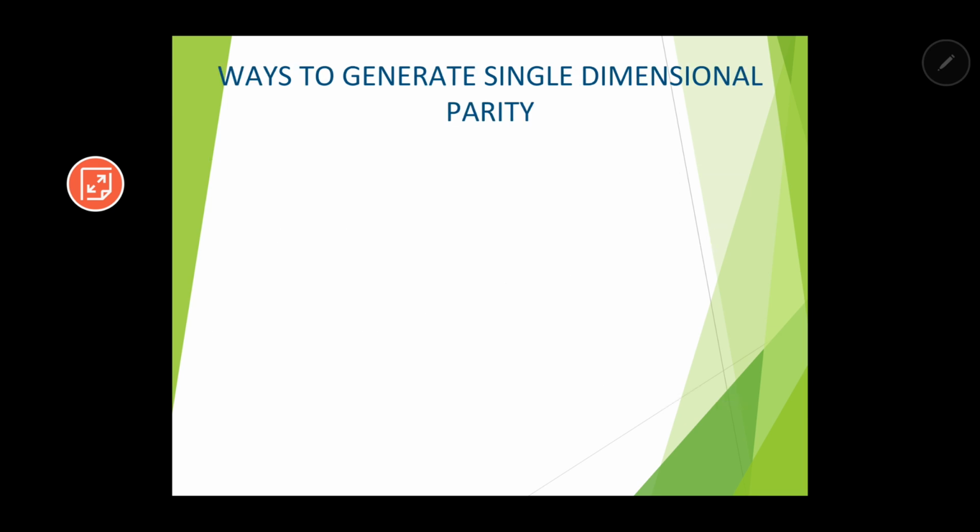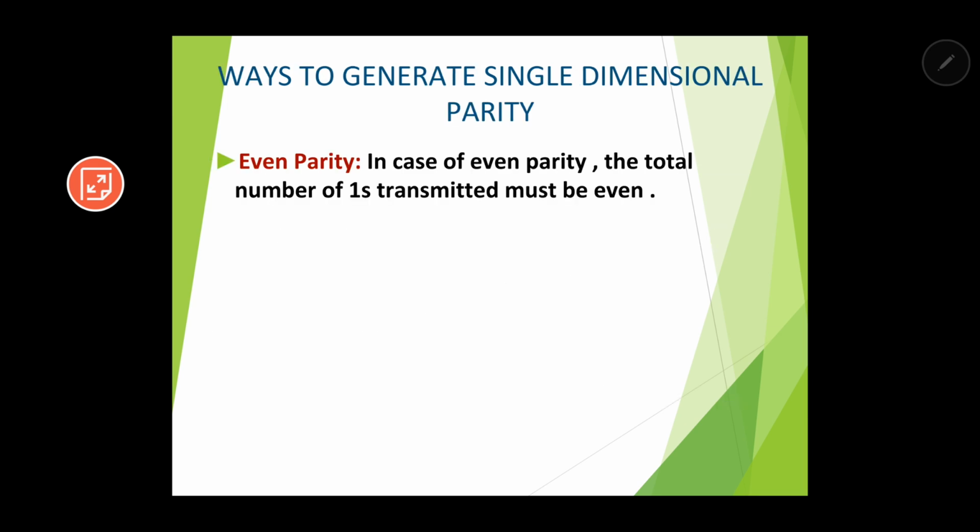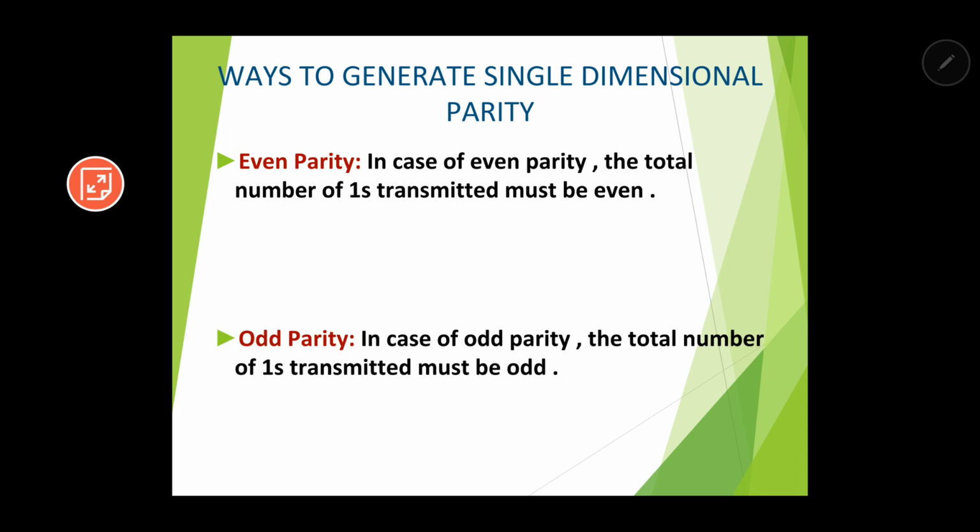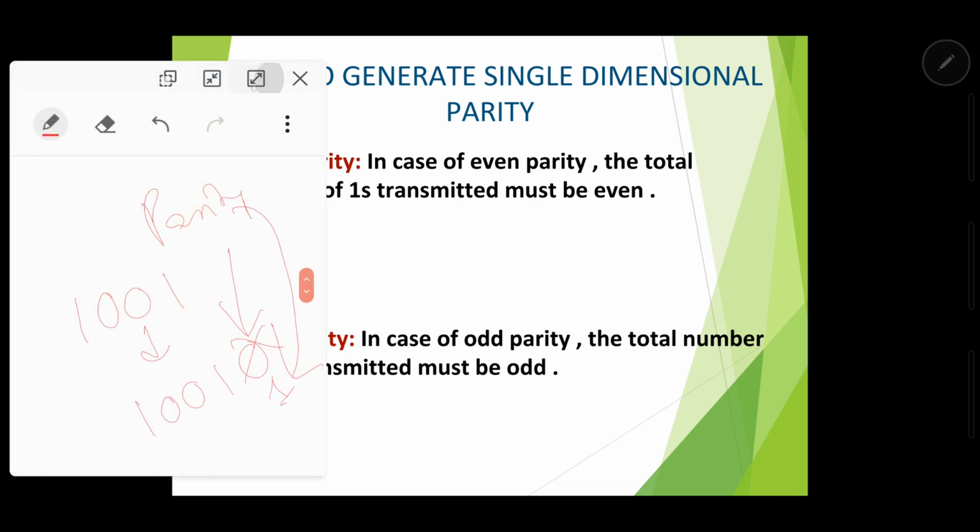Next, we go to ways to generate single dimensional parity. There are two ways in which single dimensional parity can be generated. First is even parity. In case of even parity, the total number of ones transmitted must be even. So if we are following single dimensional parity check with even parity, our aim would be that the final transmitted data should always have an even number of ones. If we are using odd parity, then our final transmitted data should have an odd number of ones.